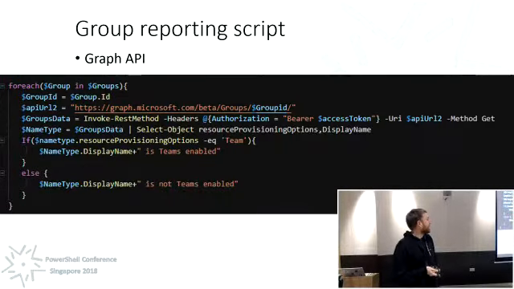So I found another way to do it. This was using Graph API. You could look at the provisioning option for a group and see if it had a provisioning option equals Team. That only was there when the team had been created.